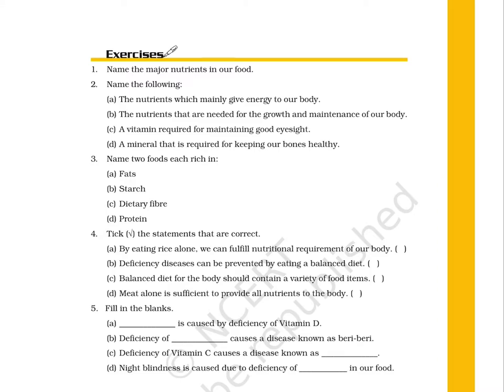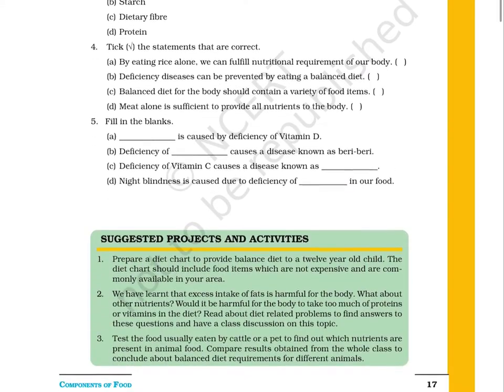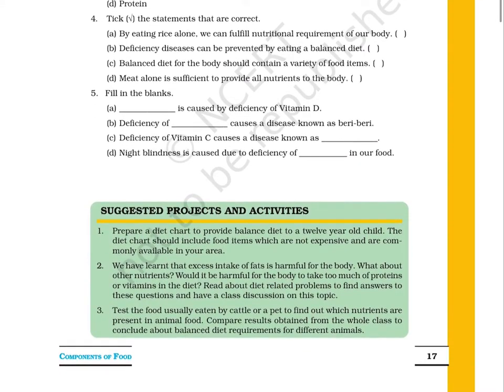5. Fill in the blanks. A. Blank is caused by deficiency of vitamin D. B. Deficiency of blank causes a disease known as beriberi. C. Deficiency of vitamin C causes a disease known as blank. D. Night blindness is caused due to deficiency of blank in our food.